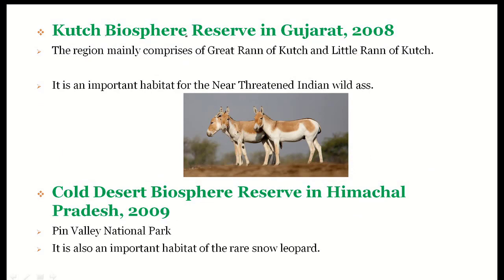Next is Kutch Biosphere Reserve, which is in Gujarat, and this status was given in 2008. It protects important habitat like the Indian wild ass.